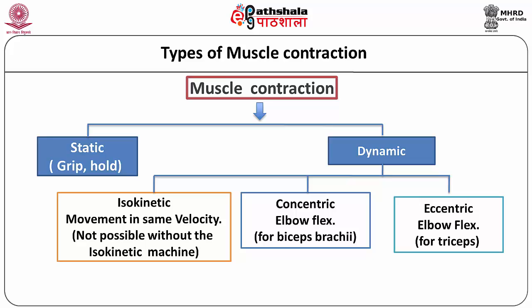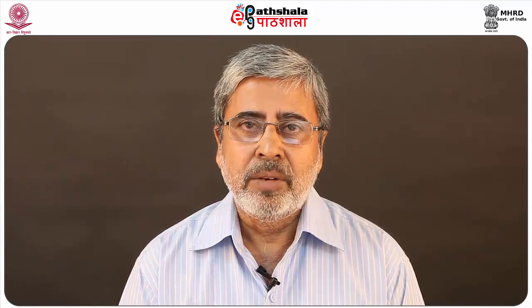In dynamic action, there are two classifications mainly, but some authors give a third category. These three categories are concentric contraction, eccentric contraction and isokinetic contraction. Isokinetic contractions are not normal contractions, and naturally it is not possible to create them. They can be created by machines known as isokinetic machines. The basic concept of isokinetic motion is that the joint has to move at the same velocity.